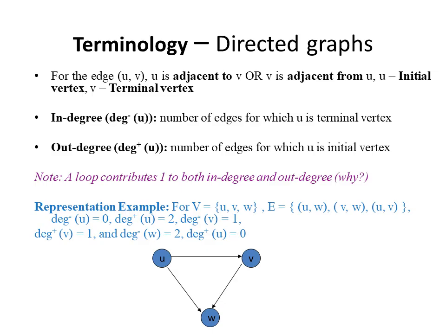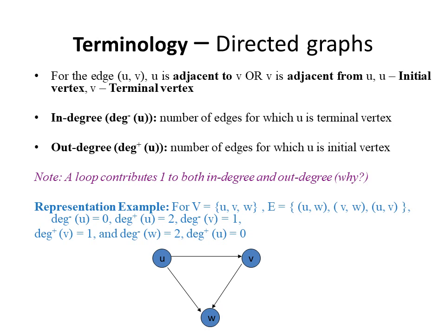So how are you going to calculate the degree? In the directed graph, there are 2 kinds, in degree and out degree. In degree is the number of edges for which u is a terminal, that is, the incoming edges to u. Out degree is for u as the initial vertex, meaning the edges going from u. So here is a representation: 3 vertices, u, v, w, and edges uv, uw and vw. The in degree of u is 0 because no edge is coming to u, only 2 edges are going from u.